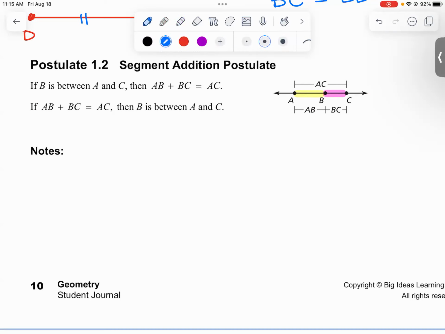Okay, so maybe if you want to draw attention to this right here. If we have a point in between two points, in this case, B is in between A and C, then we can make this an addition problem. Little chunk AB plus little chunk BC equals the whole segment AC.